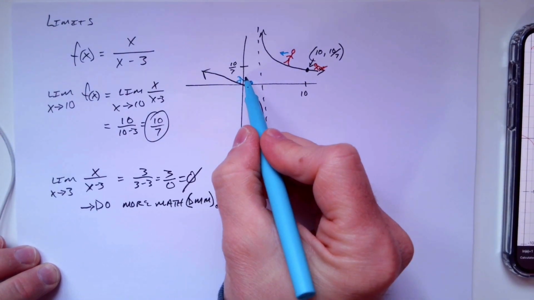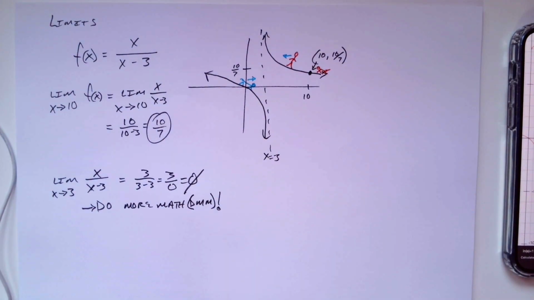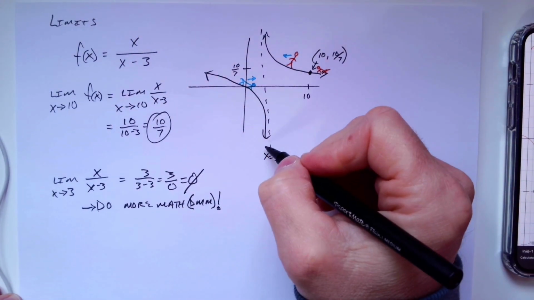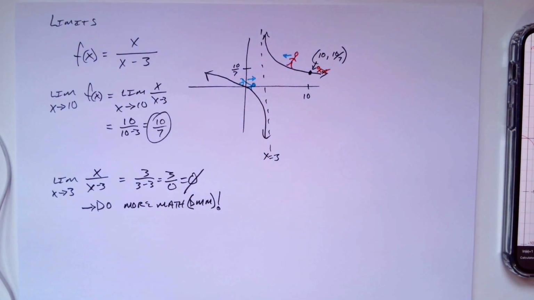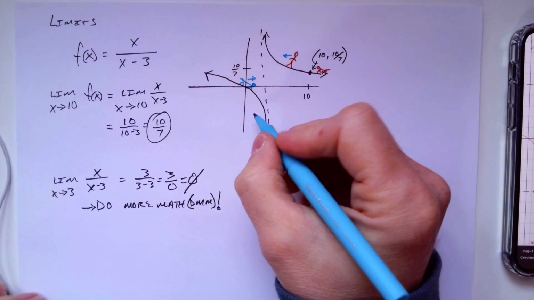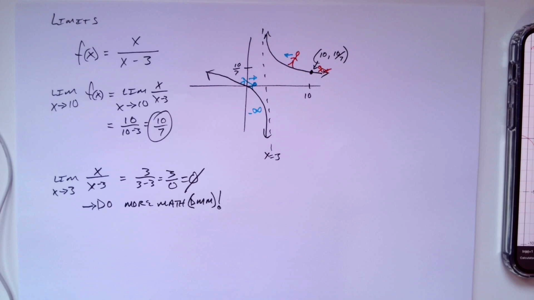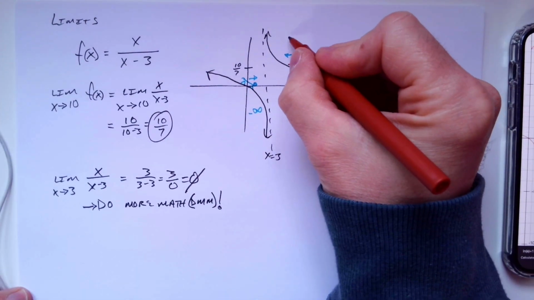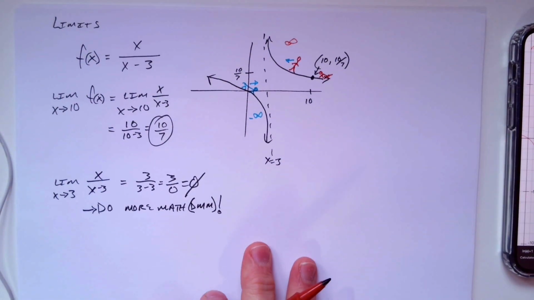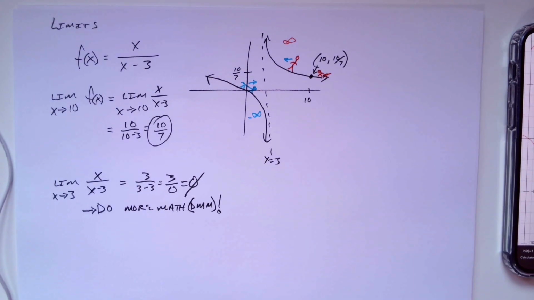Here's Fifi. Fifi's also headed towards 3. Are you and Fifi going to meet up? Are y'all going to meet up at the park? Nope, you're not. Because Fifi is going off this way. So Fifi's limit, if you will, is negative infinity, as opposed to your limit, which is positive infinity. Y'all aren't going to the same place. So what does that mean?